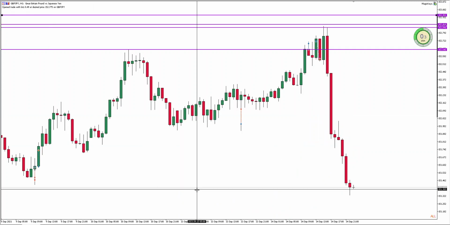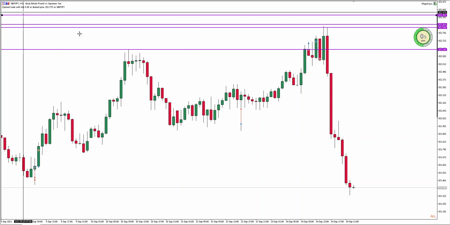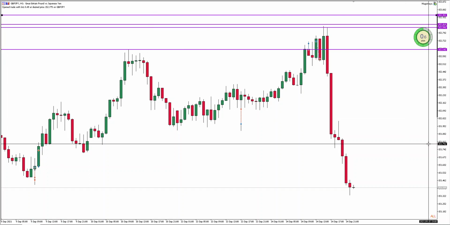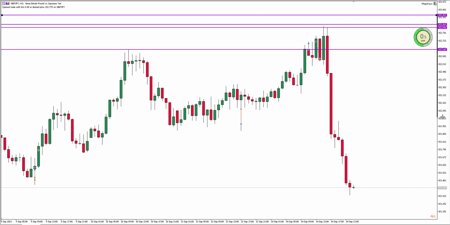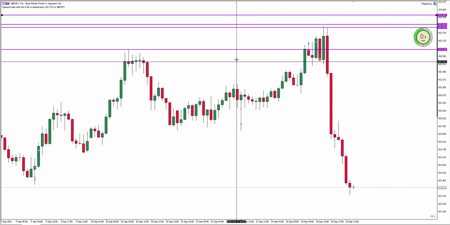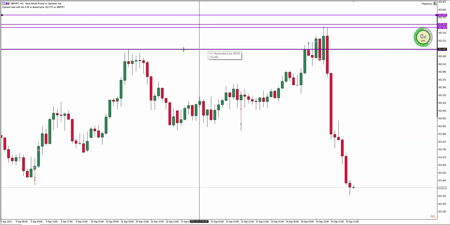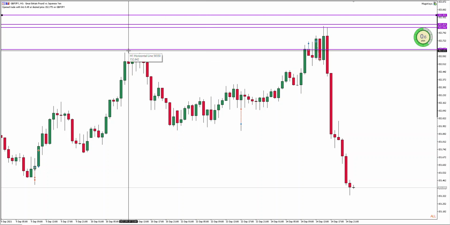Then GBP NZD. That was more difficult. Okay, horizontal lines. I got this one from this wick. So I wanted to pass that wick.